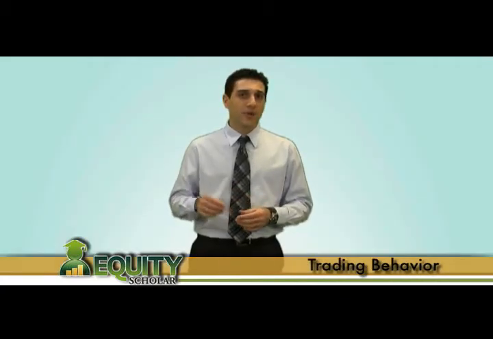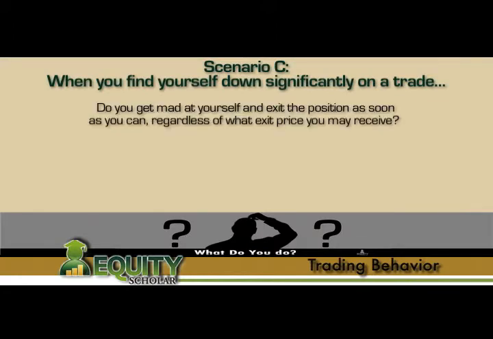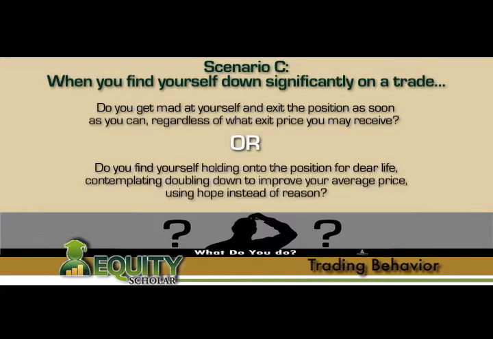Scenario C. When you find yourself down significantly on a trade. Do you get mad at yourself and exit the position as soon as you can, regardless of what exit price you may receive? Or do you find yourself holding onto the position for dear life, contemplating doubling down to improve your average price, using hope instead of reason?